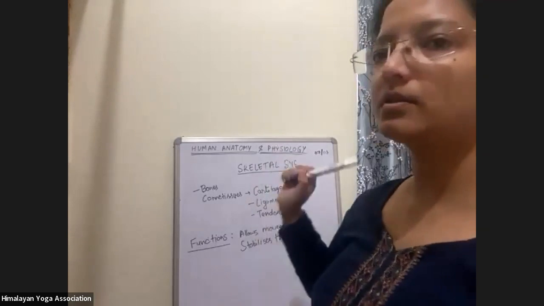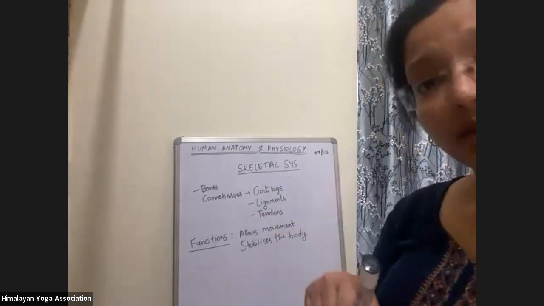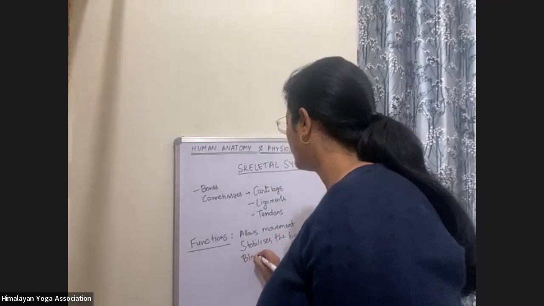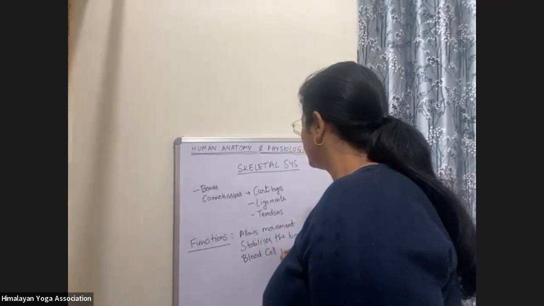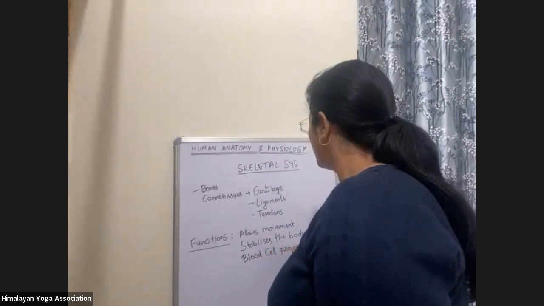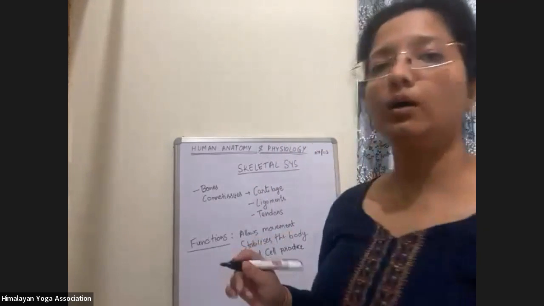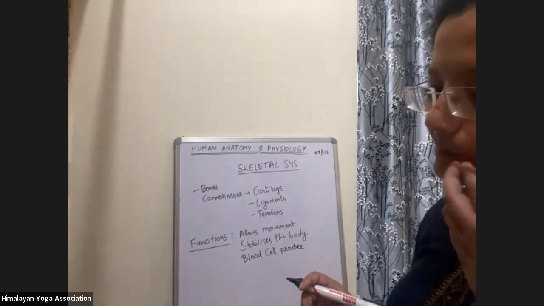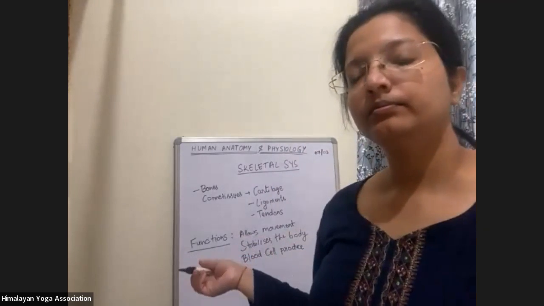What else does the skeletal system do? It produces blood cells. Very good. Produces blood cells. But how? The bones produce blood cells. How in the bones? Okay. What else next?